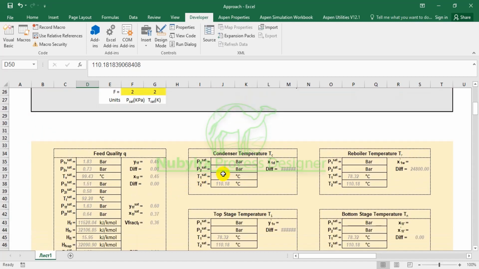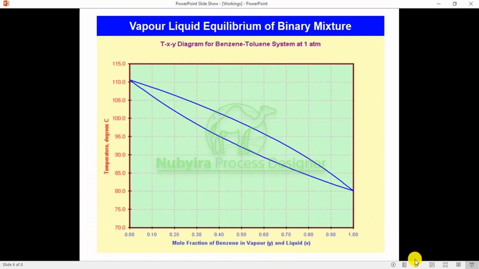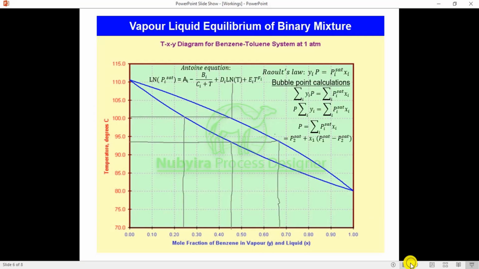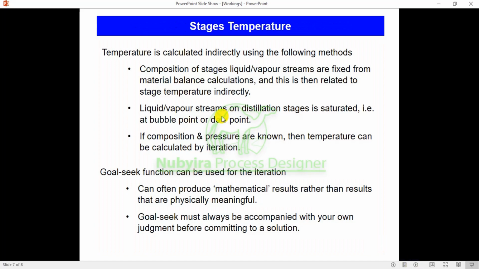So the next thing to do is the stages temperature. For the stages temperature, we are using the normal notation, that the stream that is leaving the stage is coming as a saturated stream, not subcooled or superheated, you understand? So if they are coming as saturated, maybe it's a liquid stream coming from a stage and it's saturated, you understand? So from the composition we can get the temperature of that stage. Like what we have done for the feed composition, we just do it for each stage's liquid flow that is coming from that stage.